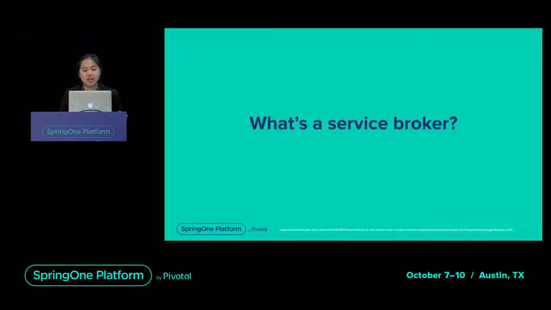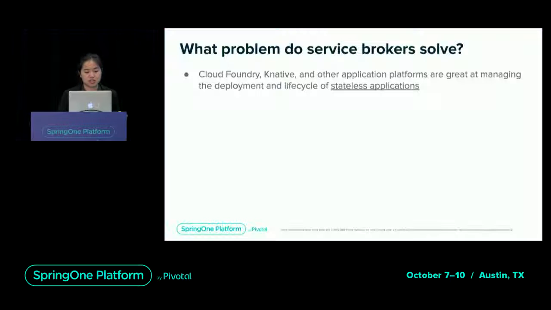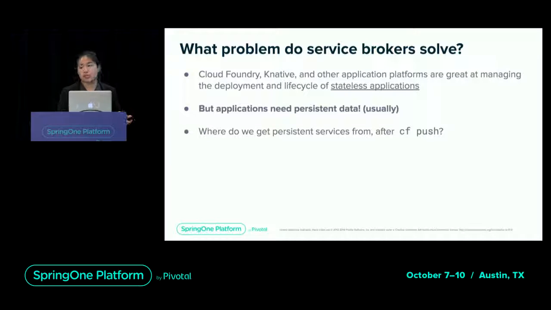So we're going to start by level setting with a 500-foot view of what is a service broker and why you might need them. So I like to start with the problem statement when I answer questions like this. Product management, hashtag. So what problem do service brokers solve? On the one hand, you have your application platforms like Cloud Foundry and Knative, maybe Kubernetes, and they're really great at managing the lifecycle of stateless applications. But the thing is, most applications need persistent data at some point or another, usually. So where do we get persistent services from after we run cf push or Knative build? I don't actually know what the Knative CLI says.